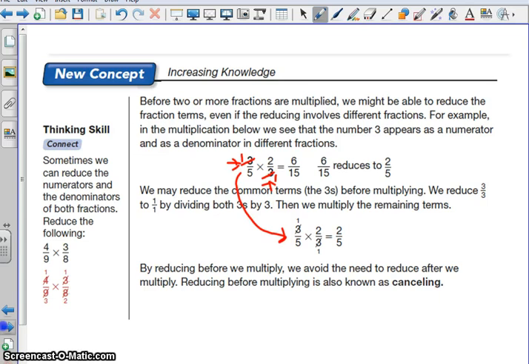Remember, if you forget this step, or if you don't reduce it to the lowest term, it just means you'll have to reduce the answer at the end. It doesn't mean you'll get it wrong. So just do your best.